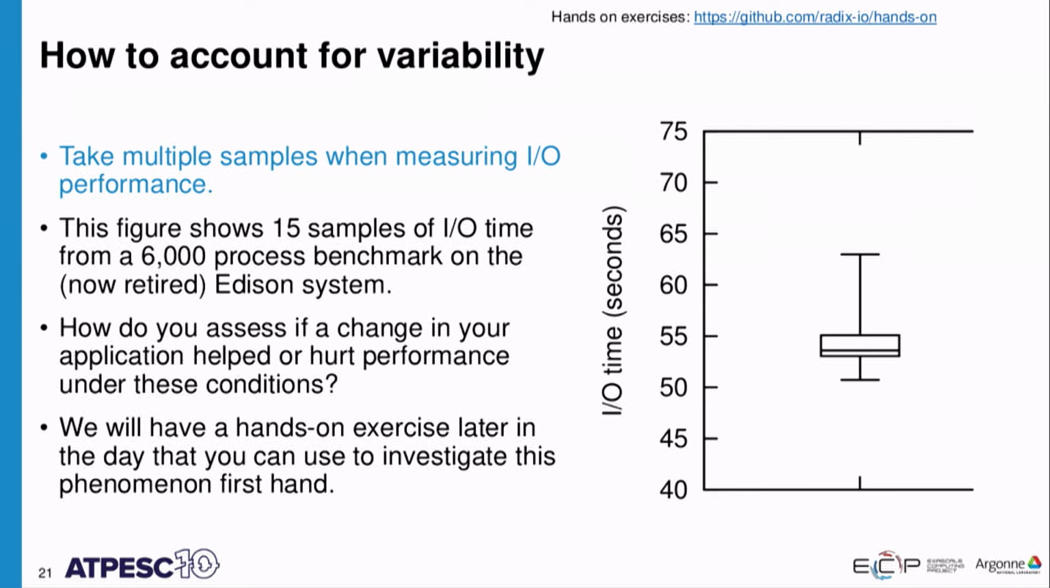And this is an illustration, a figure from an old system that's long since been retired, but you'll see the same thing on today's systems. We ran 15 I/O benchmarks on the same day, same exact configuration, same build, and we measured the performance. Sometimes the I/O completed in 50 seconds, sometimes it completed in 65 seconds. It was often bunched in a tighter window, but there's peaks and valleys sometimes. And so you need to understand if you make a change, are you within that range of what your application can do or not?